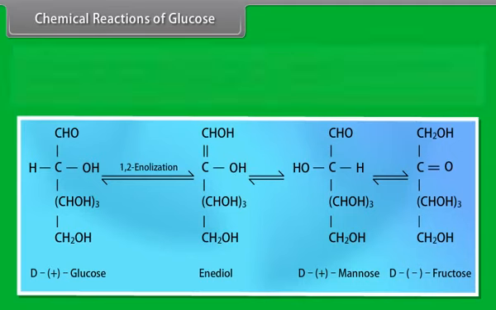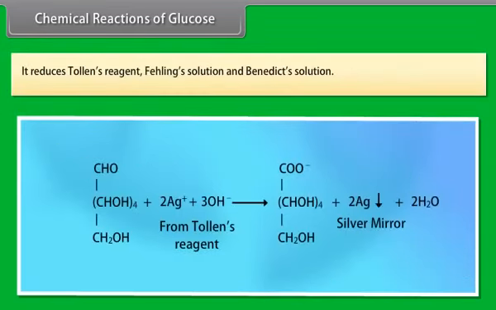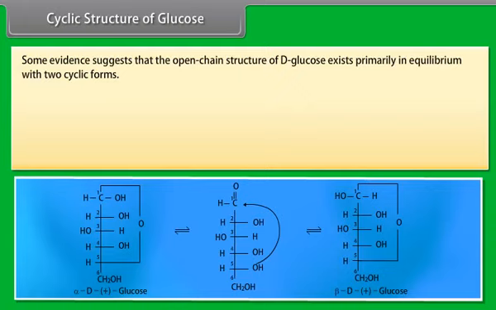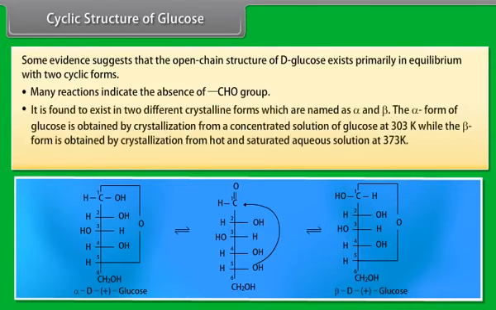Glucose reacts with hydroxylamine to form the corresponding oxime like aldehydes. Glucose reacts with phenylhydrazine to form phenylhydrazone. It reacts with acetic anhydride to form pentaacetate, which confirms that the glucose molecule contains 5 hydroxy groups. With a mild oxidizing agent, glucose is oxidized to gluconic acid.